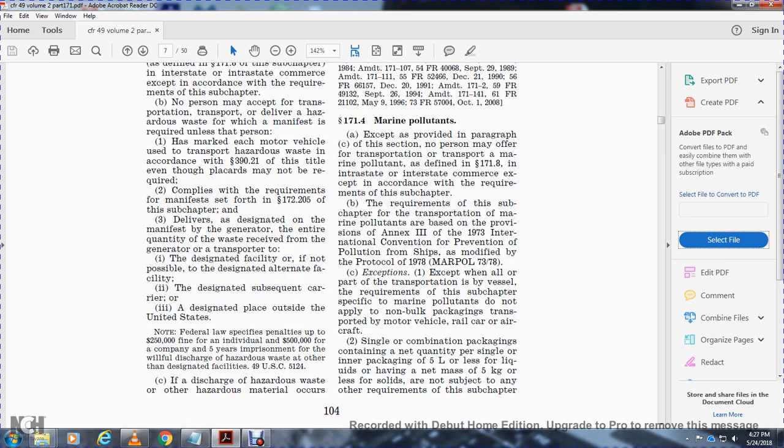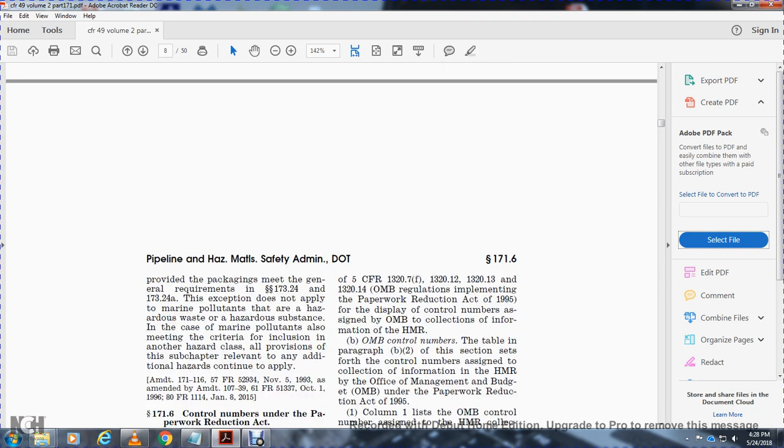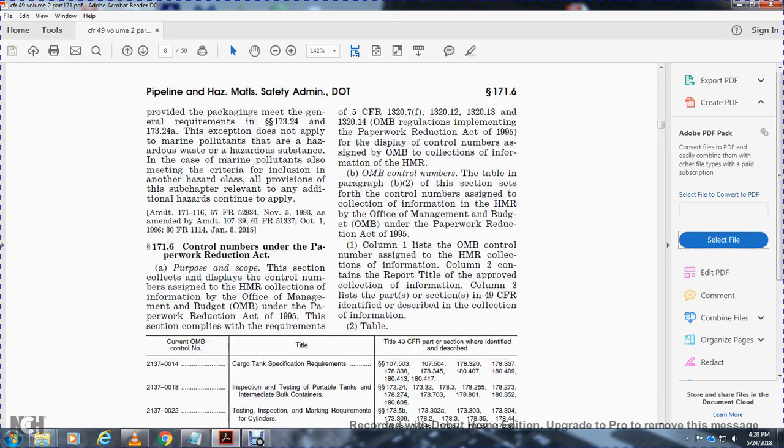Exemptions: except for transportation by vessel, the requirements of the subchapter specific to marine pollutants do not apply to non-bulk transportation by motor vehicle, rail car, or aircraft. Single or combination packagings with inner packagings of 5 liters or less for liquids, or having a net mass of 5 kilograms or less for solids, are not subject to any of the other requirements of the subchapter, provided the packaging meets the general requirements of 173.23 and 173.24(a). The exemptions do not apply to marine pollutants that are also hazardous substances. In the case of marine pollutants also meeting the criteria for inclusion in other hazard classes, all provisions of the subchapter relevant to any of the additional hazards continue to apply.